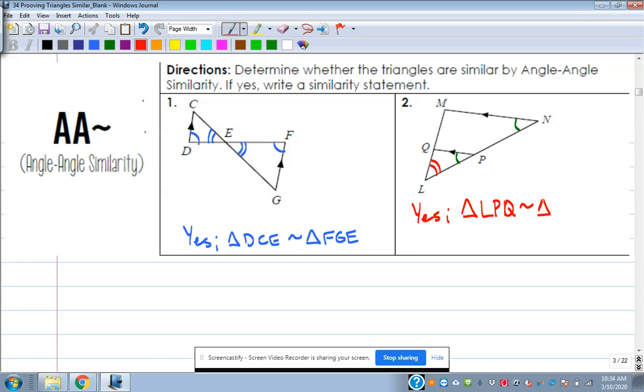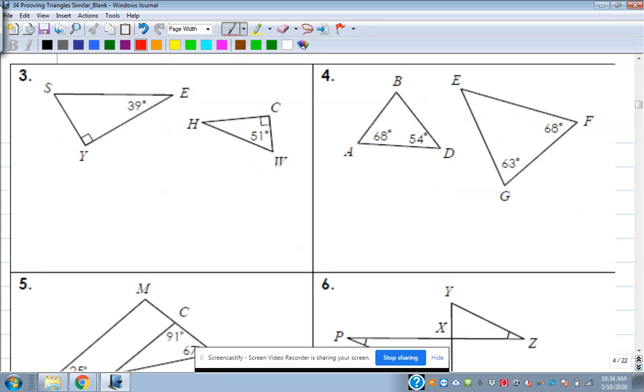Similar to what? Say that last one again. LN. Good job. That'll work. Easy stuff, right? All right, let's look at number 3. What do we know about those triangles?